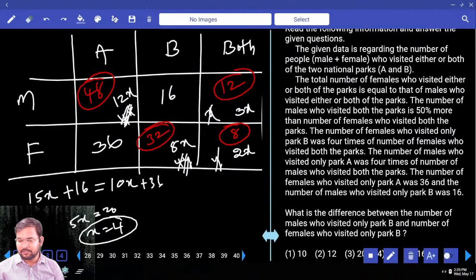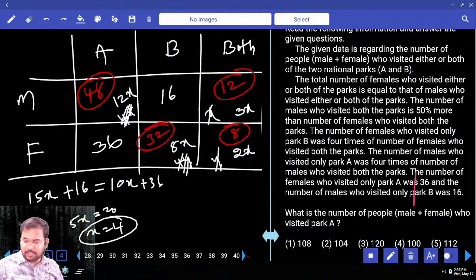Shall I go for the first question? Tell me what is the answer using this data. What is the difference between the number of males who visited only Park B and the number of females who visited only Park B? Only Park B males is 16, and females who visited only Park B is 32. The difference is the fifth option. Next.